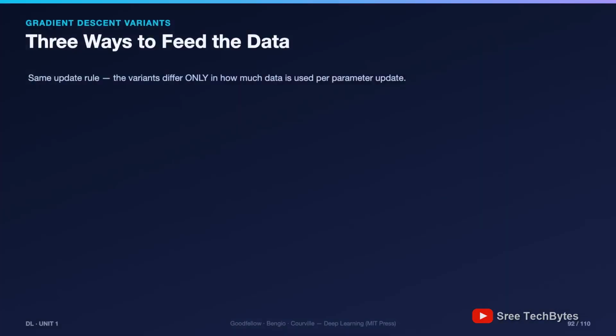Here's a question that sounds trivial but defines the whole training experience when computing the gradient. How much data should we use per update? Three answers exist, and they are the three variants of gradient descent. Same update rule, the only difference is the serving size.